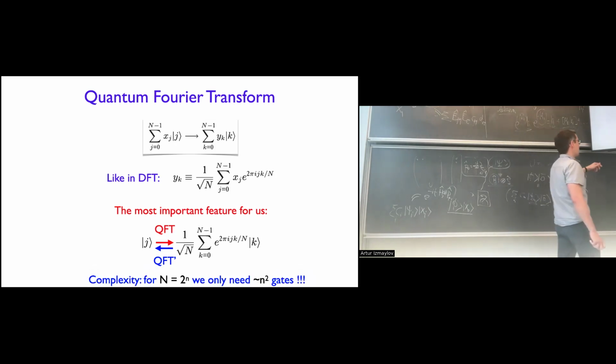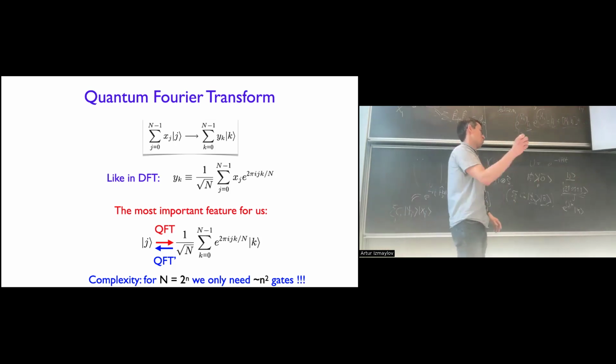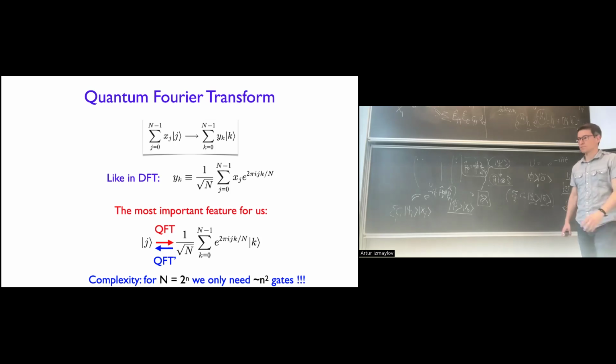Now, another nice thing about Fourier transformation is that n could be exponential. If we have a small number n of qubits, then the number of states in this superposition will be 2 to the n. And we only need a quadratic number of gates to do the Fourier transformation forward and backward. So this is exponentially more efficient than what classical Fourier transformation can do, because the most efficient classical Fourier transformation is n log n, which will require at least 2 to the n transformation.